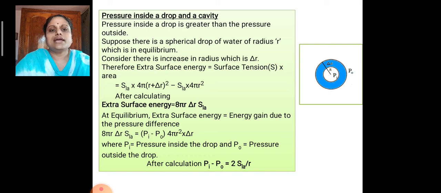Here, Pi is the pressure inside the drop and Po is the pressure outside the drop. After cancelling the common terms, we get Pi minus Po is equivalent to 2S by R. That is, the increase in pressure inside a drop is equivalent to 2S by R.